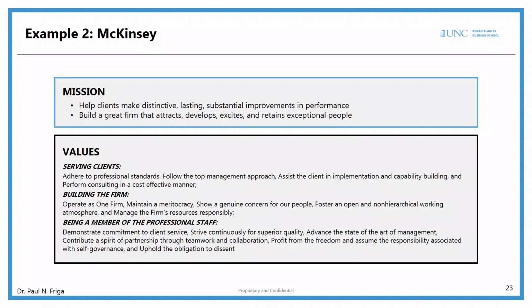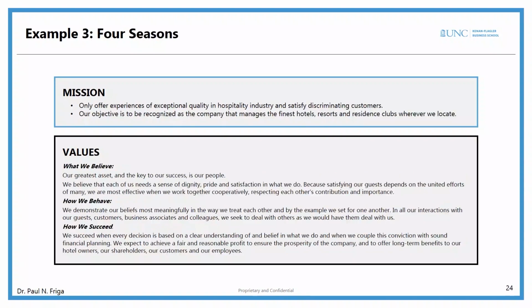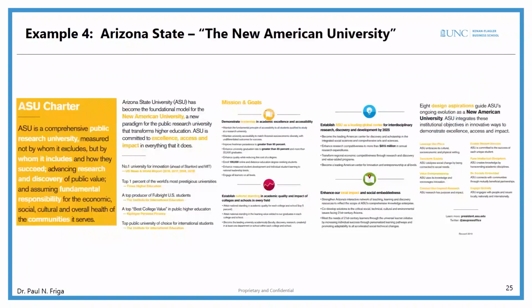McKinsey: help clients make distinctive, lasting, substantial improvement in performance. A firm that attracts, develops. Here's what their t-shirt says: our clients get better and our people are great. And that's a shortcut. But then they have their values, clients, firm, staff, and it's in that exact order. Four Seasons, if you've ever stayed there, you know it's known for exceptional hospitality and quality. They're very picky about everything they do for discriminating customers. What we believe, how we behave, and how we succeed.